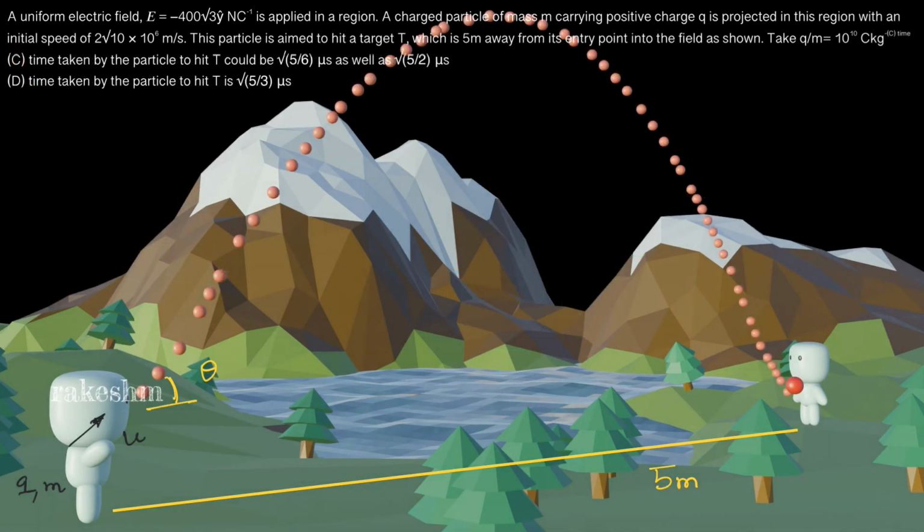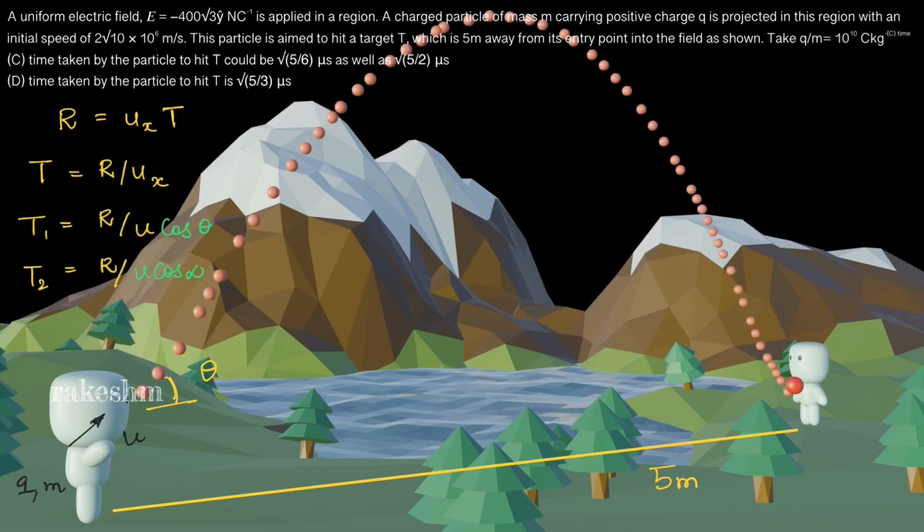Next he has given us another two options, that is, the time taken by the particle to hit T could be root 5 by 6 microseconds as well as root 5 by 2 microseconds. The next option is the time taken by the particle to hit T is root 5 by 3 microseconds. We need to check for the two angles that we have got, what is the time taken for this body to go from here to here. So we can write the range of the projectile as ux into T, where ux is the horizontal component of initial velocity and T is the time of flight.